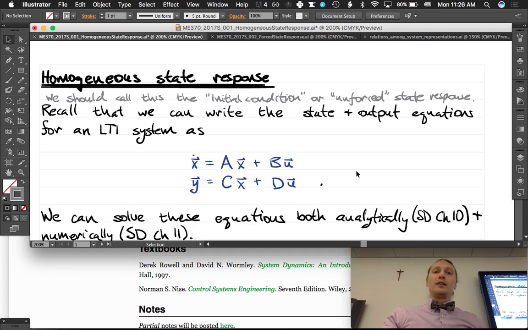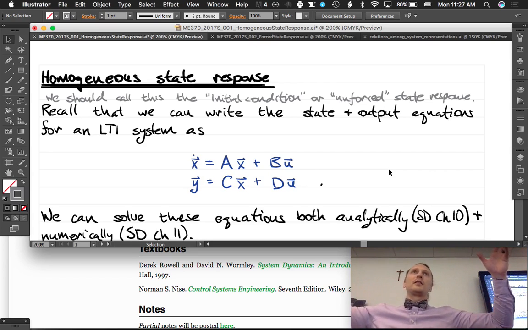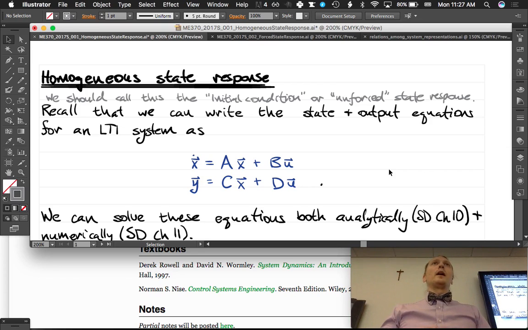So recall that we can write the state and output equations for a linear time invariant system in this form. And we learned how to do that. We learned how to draw linear graphs of some schematic model that we have, and then we wrote the continuity, compatibility, and elemental equations, and we put them into state space form. And that's what this is, state space form. So this is sort of our touchstone. Every system that we're considering in this class can be written this way.